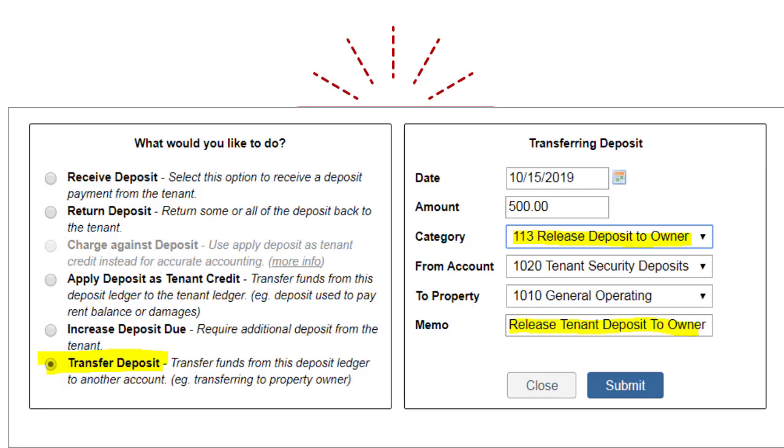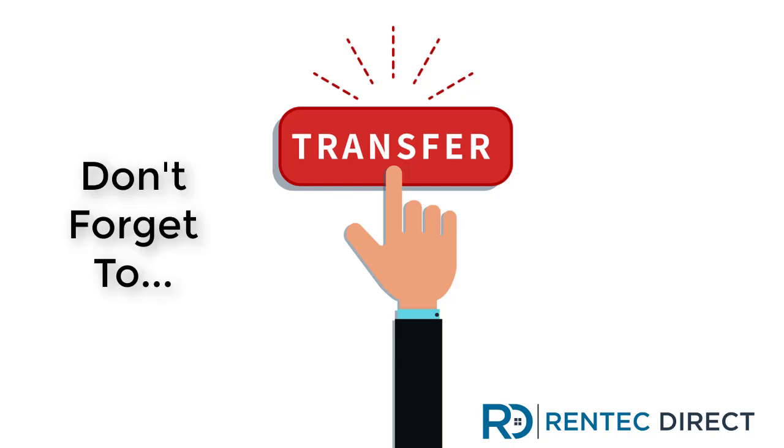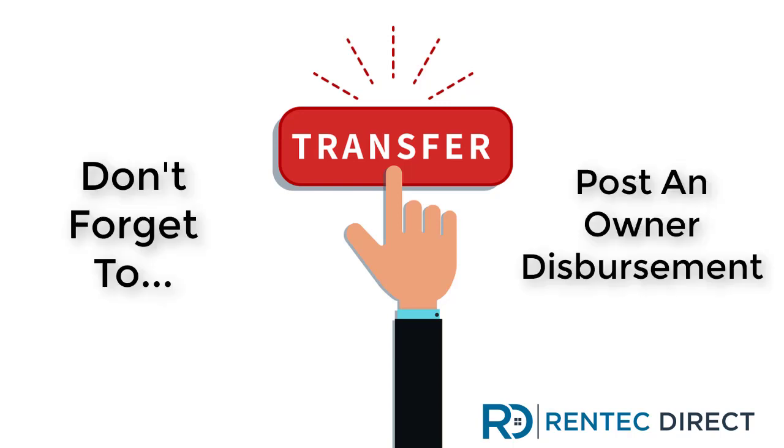And then once you've submitted this, you are going to want to physically send the funds to the owner. So after this step of transfer deposit, you're going to do an owner disbursement on the property. Remember, when we do transfers, it flows out of here and applies as income. So it goes to the property, you turn around and send it out.